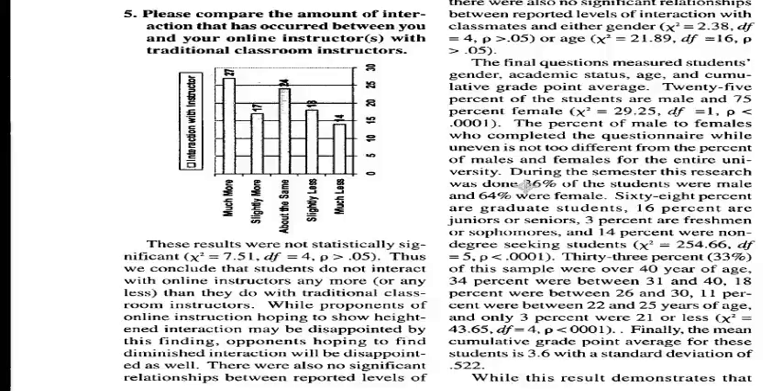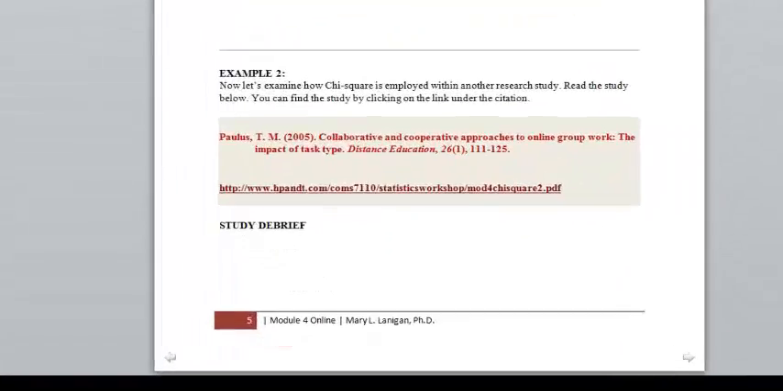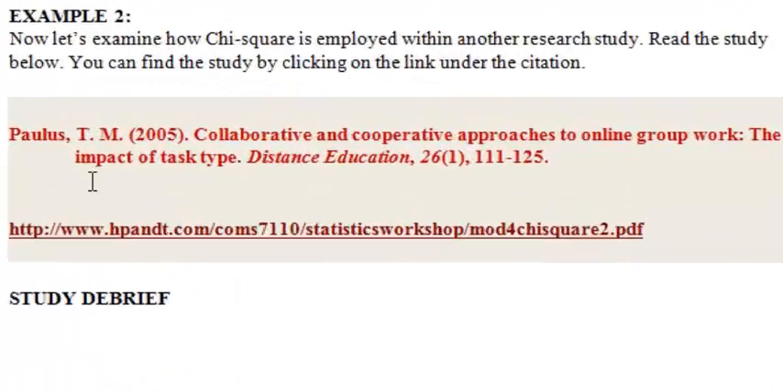Okay, let's turn back to the workbook, and this time let's check out a second study. This study is entitled Collaborative and Cooperative Approaches to Online Group Work. And I'm back on page 5 of our workbook. So go ahead and pull up this study. Here's the link. And see how a chi-square is used in this study. And then shut this video off and then come back for a debrief.